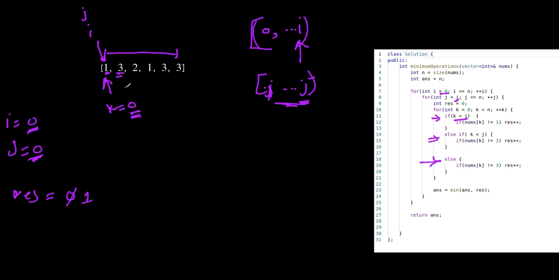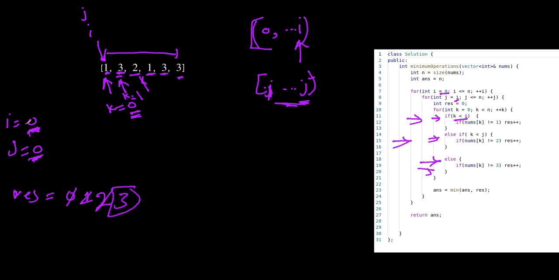Now k equals 1. Again, k is not less than i, and k is not less than j, so this condition applies. Nums of k is equal to 3. In this case, we don't do anything. Here k equals 2. 2 is not equal to 3, so we increase the counter. For this also, this is equal to 3, this is equal to 3.